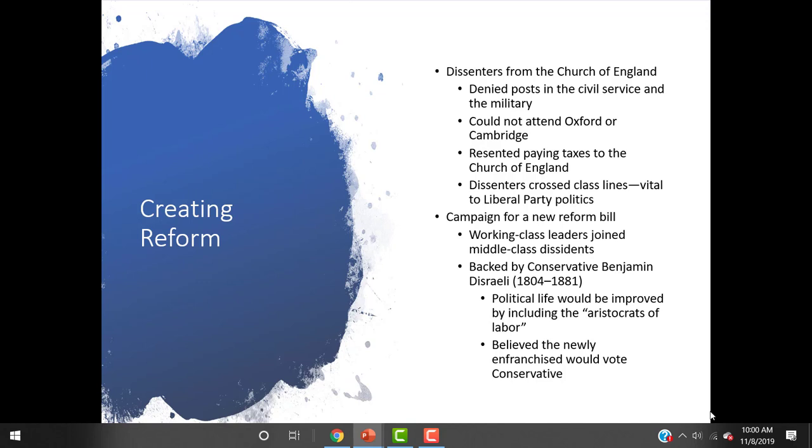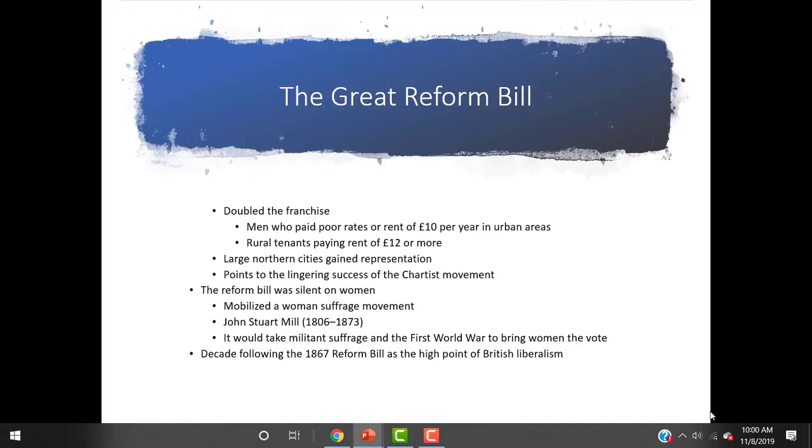So they began to see a campaign for a new reform bill, with working class leaders joining in with the middle class dissenters, and backed by conservative Benjamin Disraeli, who felt political life would be improved by including the aristocrats of labor. And he believed the newly enfranchised would vote conservative. So we're going to have another great reform bill. It's going to double the franchise. Men who paid poor rates, or rent of £10 per year in the urban areas, and rural tenants paying rent of £12 or more were going to be allowed to vote.